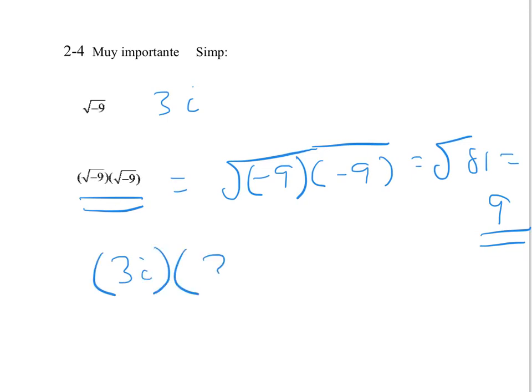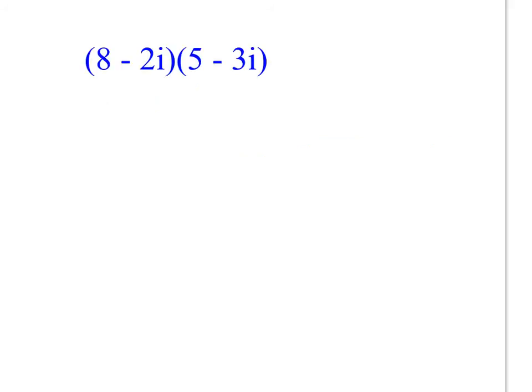Radical negative 9 is 3i. 3i times 3i is 9i squared, which then becomes negative 9. So when we're multiplying two radicals with negatives, we end up with a negative answer, not positive. So just be careful of that. Muy importante.